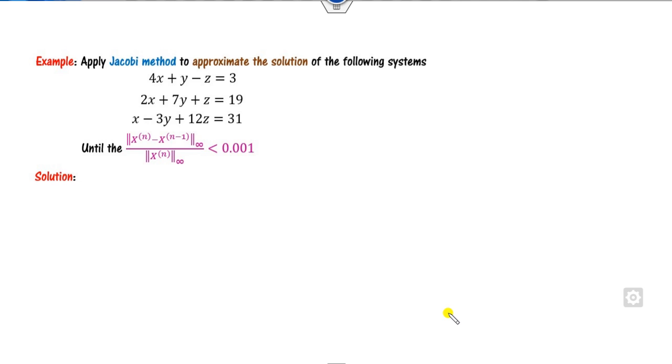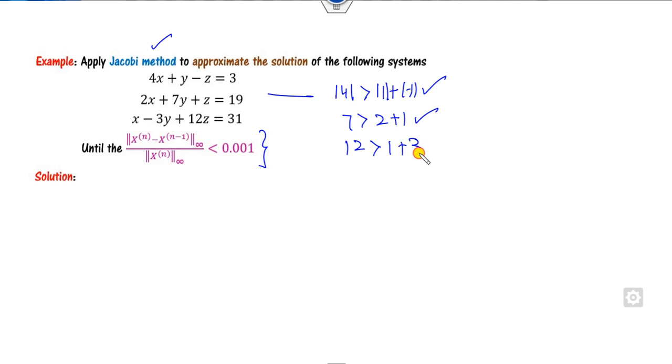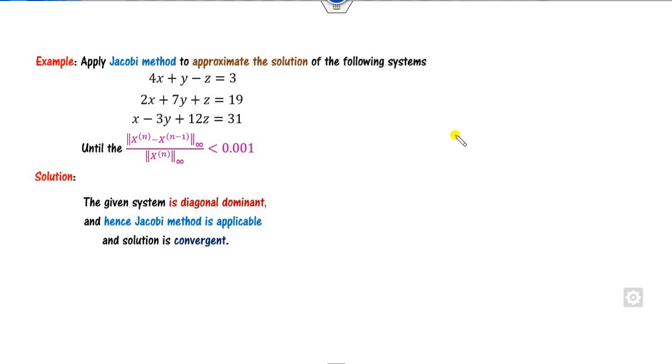Look at another one. Apply the Jacobi method for solving this until this condition holds. Check whether it's diagonally dominant or not. So 4 is greater than 1 plus 1, satisfied. 7 is greater than 2 plus 1, satisfied. 12 is greater than 1 plus 3, satisfied. So this is diagonally dominant. So it means the Jacobi method is applicable.